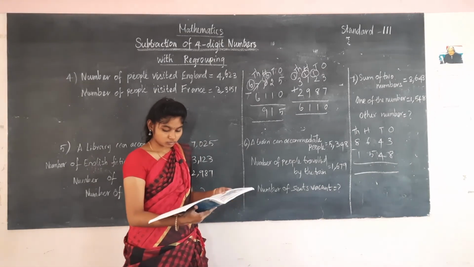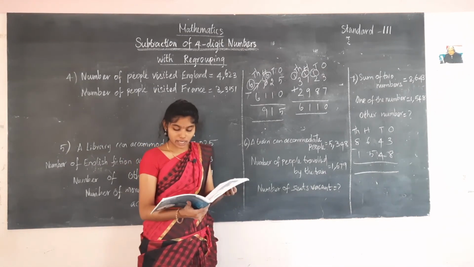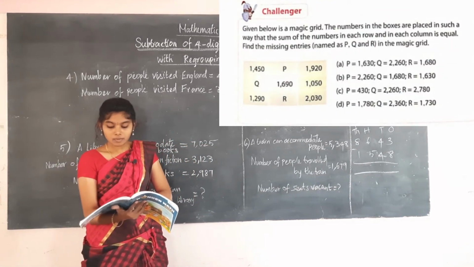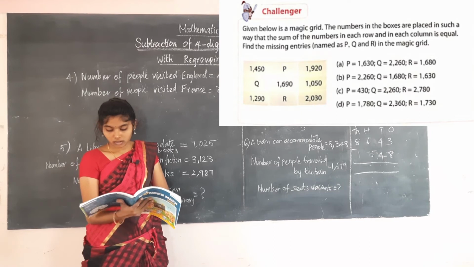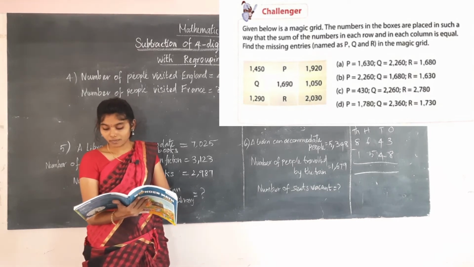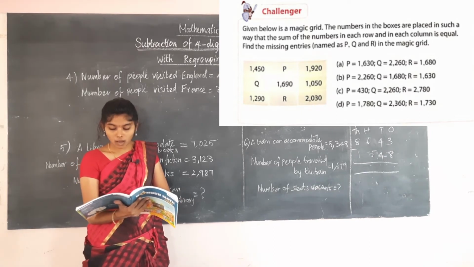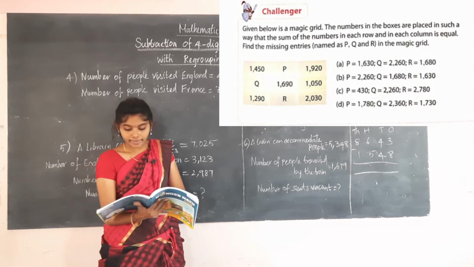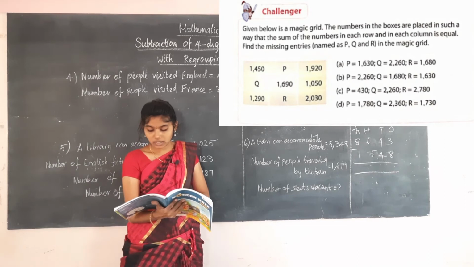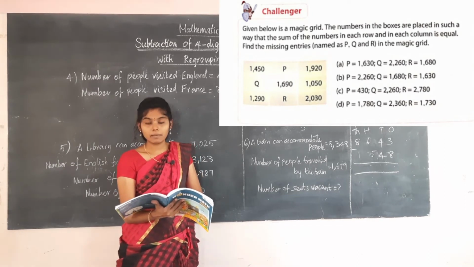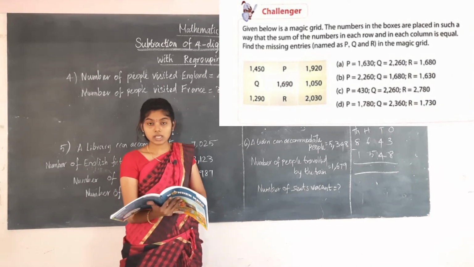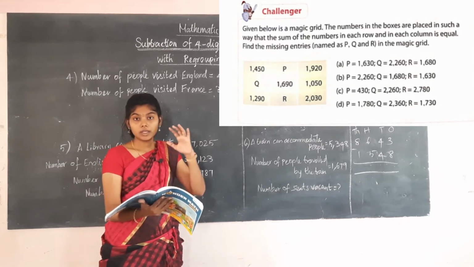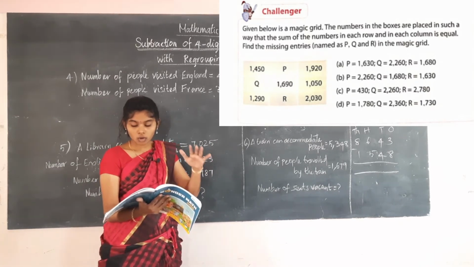So now we shall see the challenge sum. Given below is a magic grid. The numbers in the boxes are placed in such a way that the sum of the numbers in each row and in each column is equal. Find the missing entries named P, Q and R in the magic grid. So you are going to do this as your challenge sum. There are missing terms, P, Q, R, so you are going to find them.